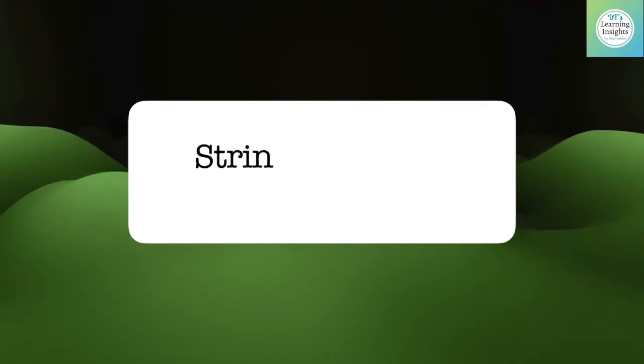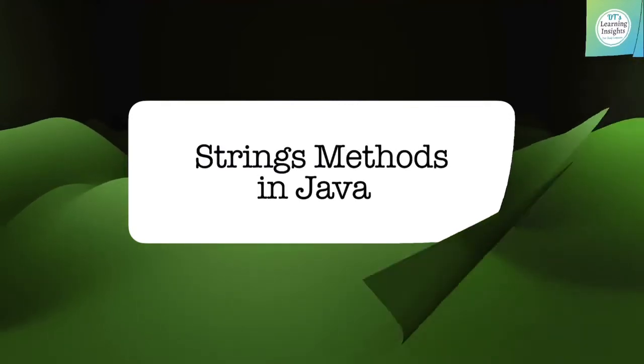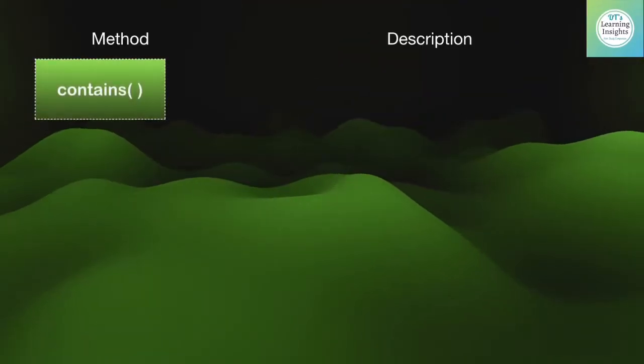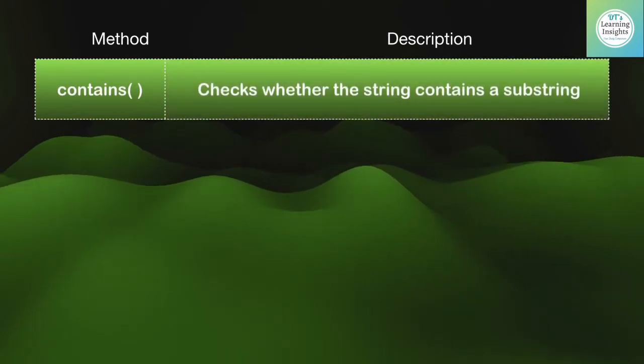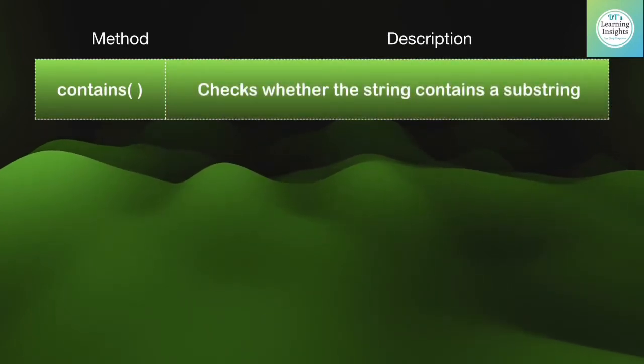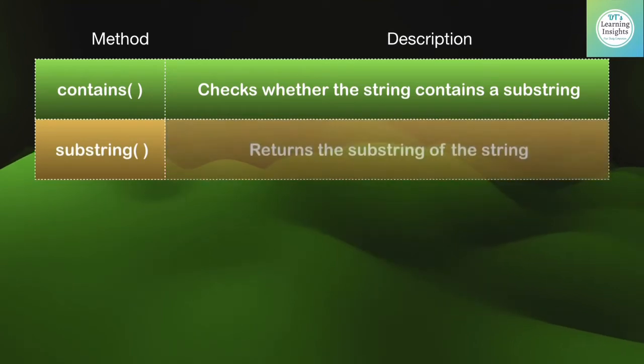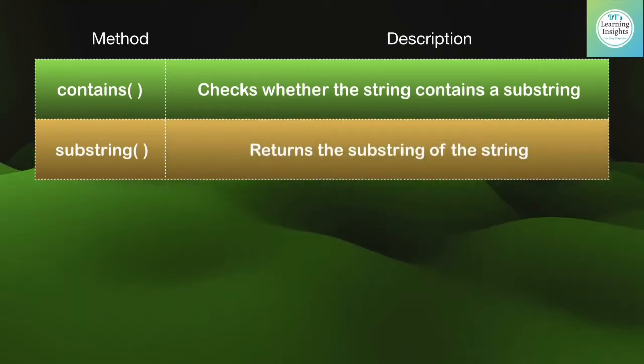Everyone, in this video we are going to see about string methods in Java. So let's begin. Contains. This method checks whether the string contains a substring. Substring. Returns the substring of a string.